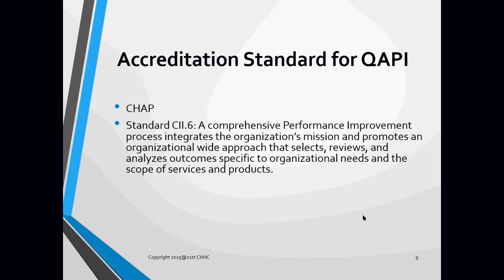That was the ACHC one. This is the CHAP, so you can see where they're very similar. But again, both of those talk about looking at analyzing outcomes and making sure that quality care is being provided, and if not, that the agency is looking at developing some type of performance improvement process to improve those outcomes.